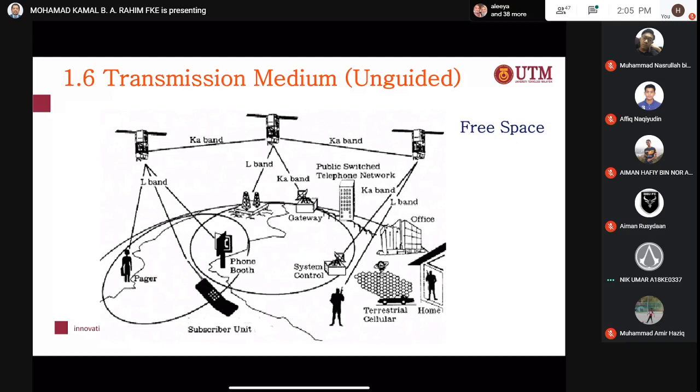Okay, if you look into all the transmission medium, for the guided, what we said just now can be considered as guided. For unguided, that is what we call wireless. Wireless means you need to have frequency spectrums that can be used for the transmission. This is very, very important, because nowadays we can see that we have a lot of different applications, especially for the wireless.